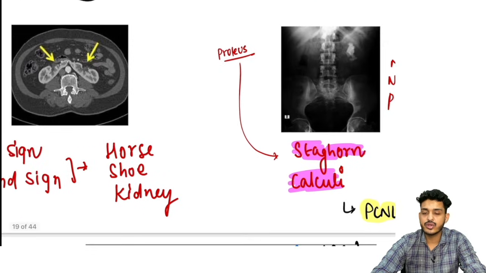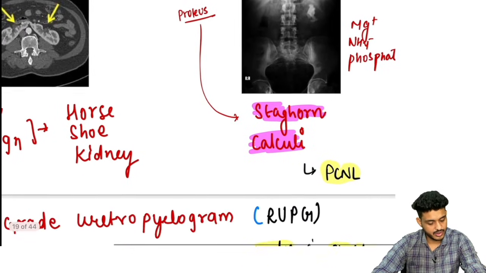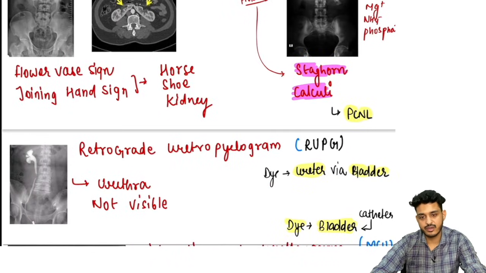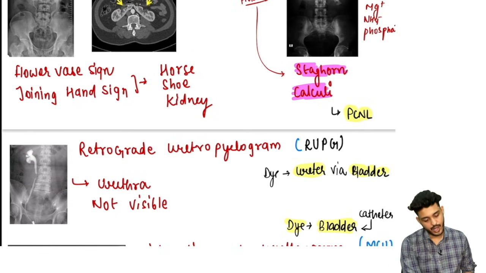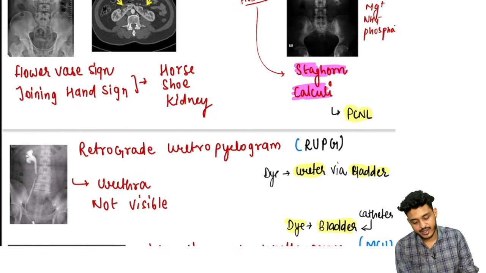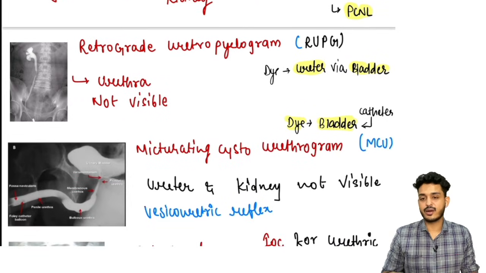What you can do is PCNL, percutaneous nephrolithotripsy. You can break the stones from outside. You are going to give something, and because of that you can break the stone, right?